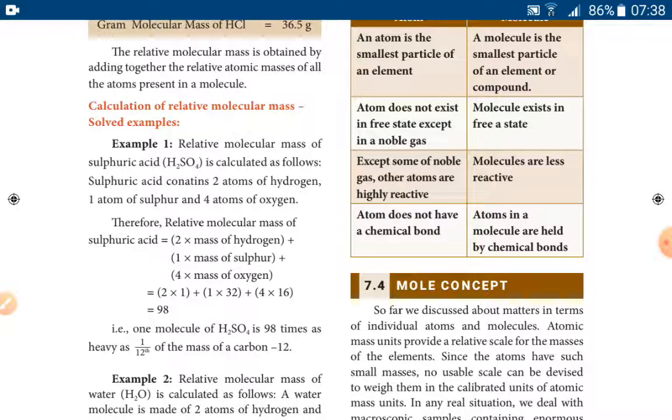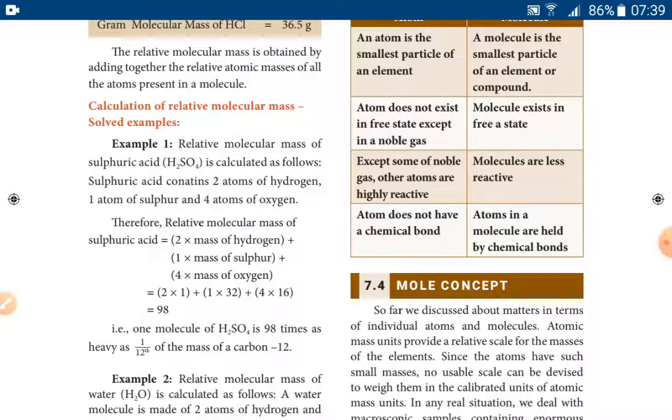These things you have to keep in your mind, and sometimes it will be given in the examination question along with the question. Otherwise you have to remember this: the atomic mass of hydrogen is 1, sulfur 32, oxygen 16. So 2 hydrogen atoms, so 2 into 1, and 1 sulfur atom, 1 into 32, and 4 oxygen atoms, 4 into 16. So all this you have to multiply and get the sum. The total is going to be 98.